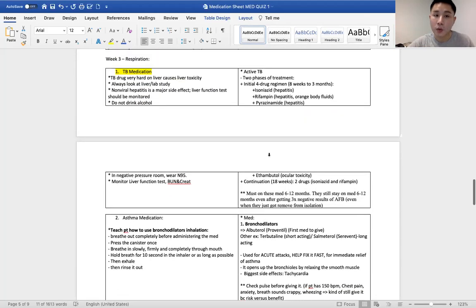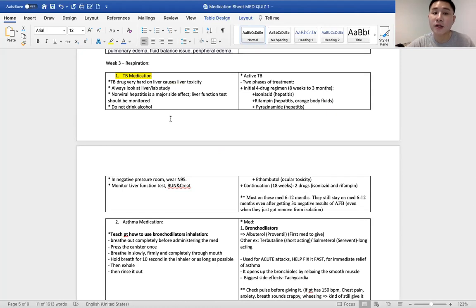All right, so week 3, TB medication. The really important thing that I think you guys need to remember about TB is it is very hard on the liver. It can cause liver toxicity. So of course, don't drink alcohol, and we have to monitor liver function tests and kidney function, including BUN and creatinine. And TB, tuberculosis, requires airborne precautions. So when it's airborne precaution, we have to put them in a negative pressure room and wear N95.